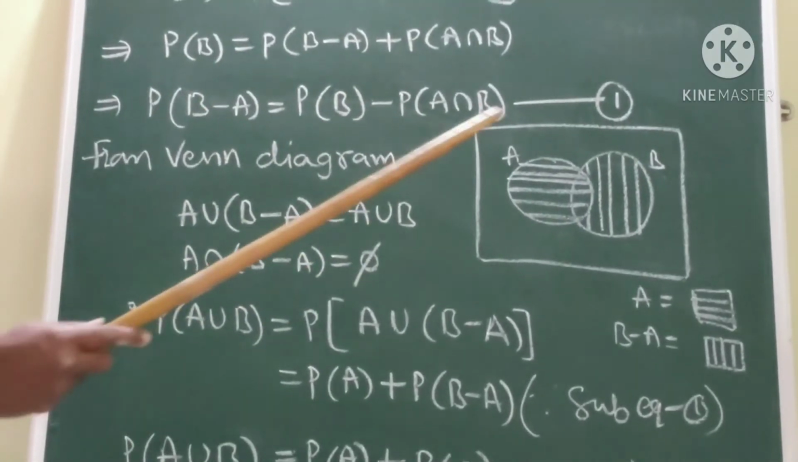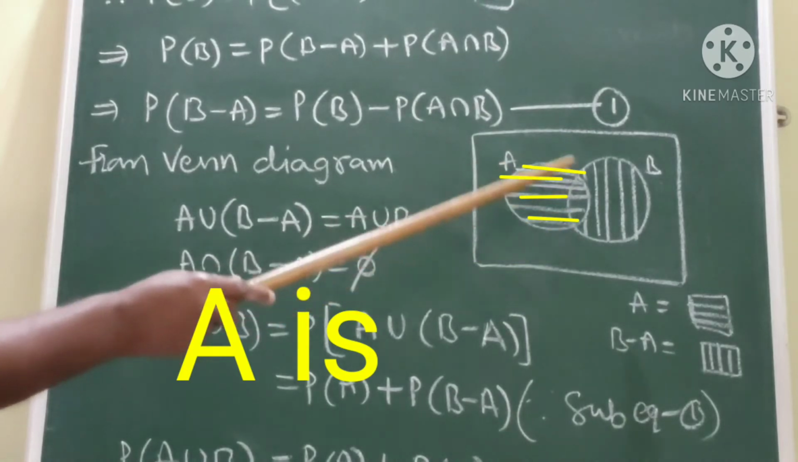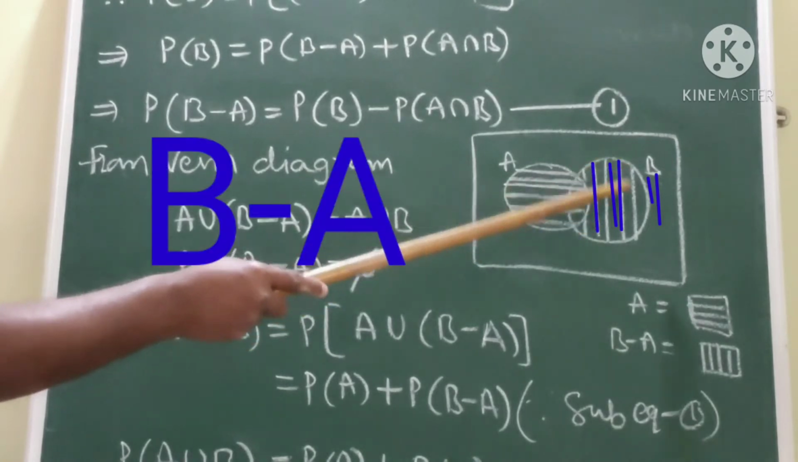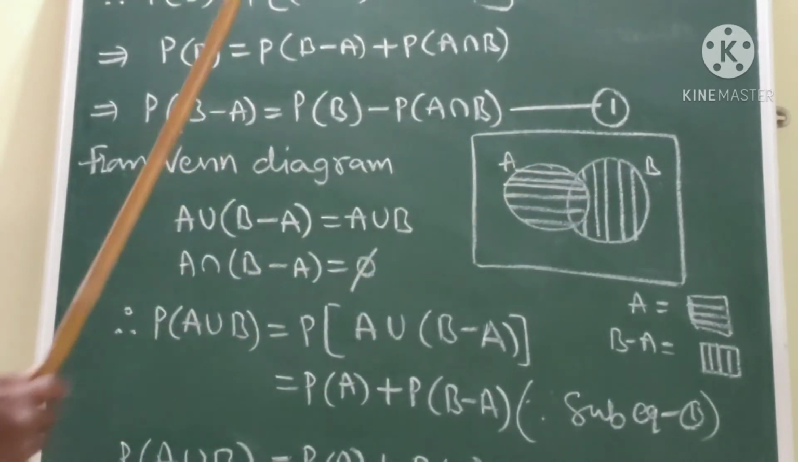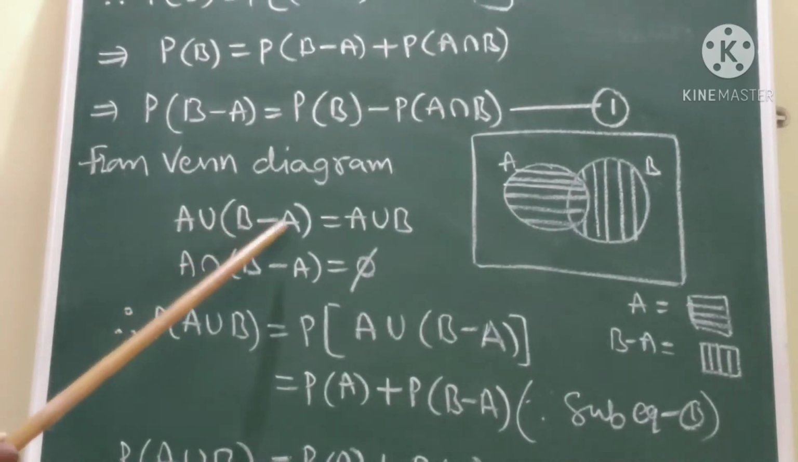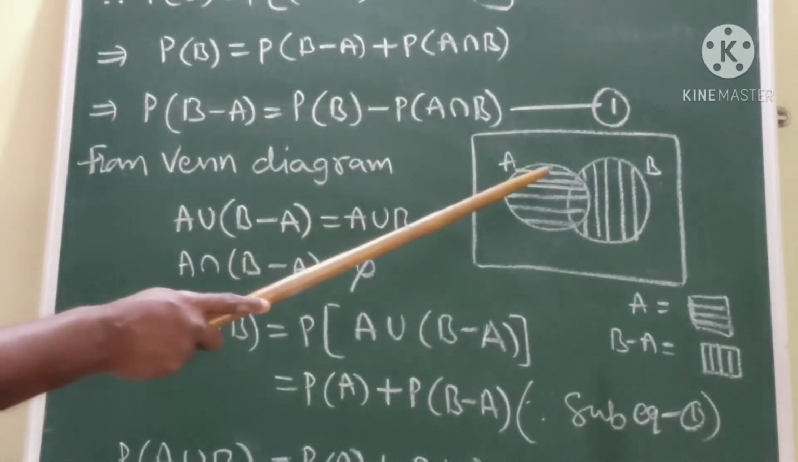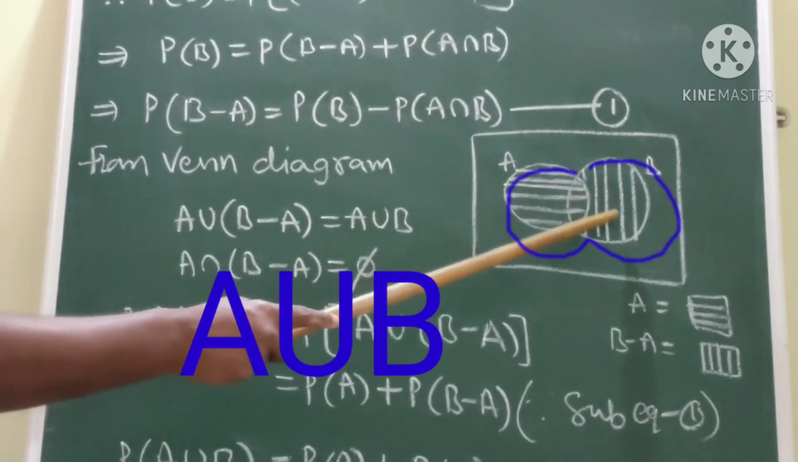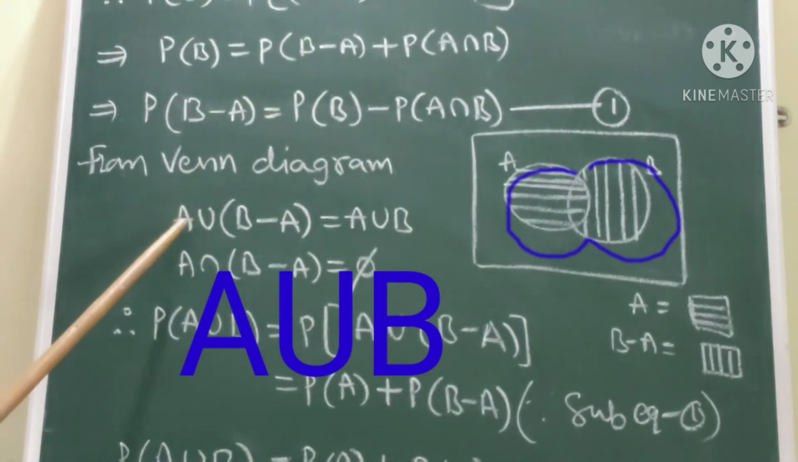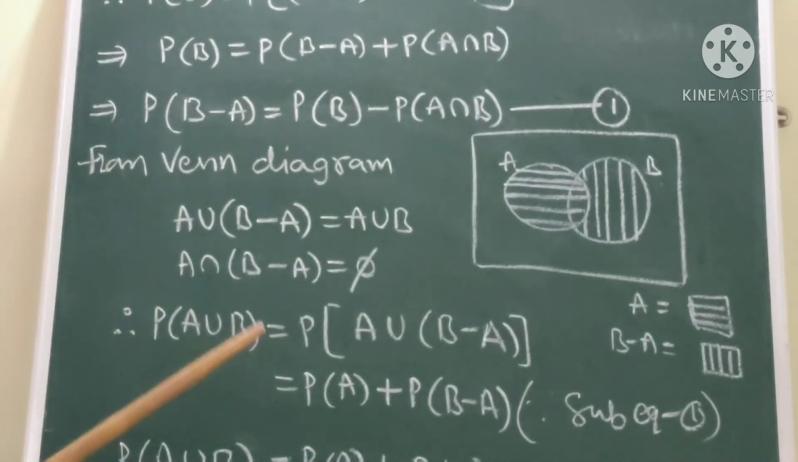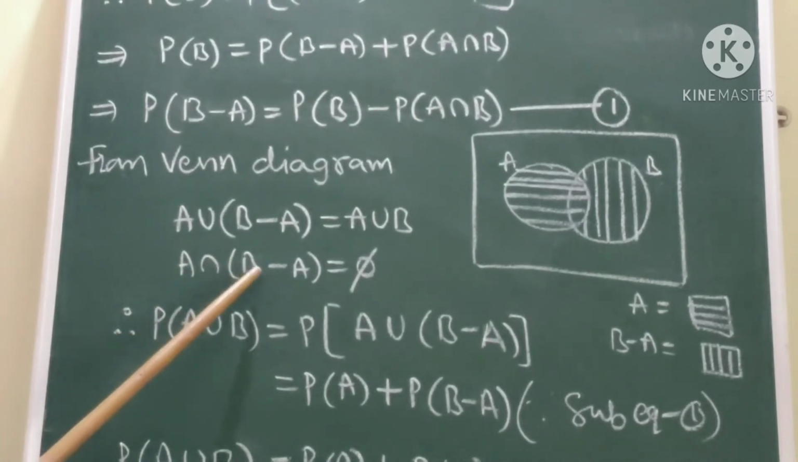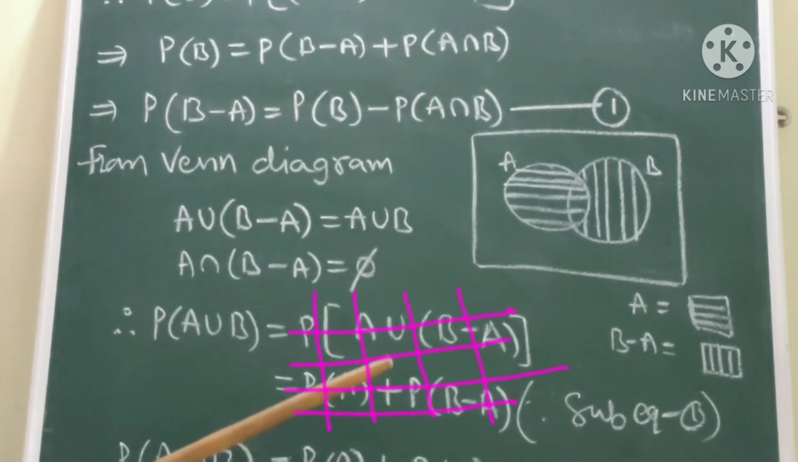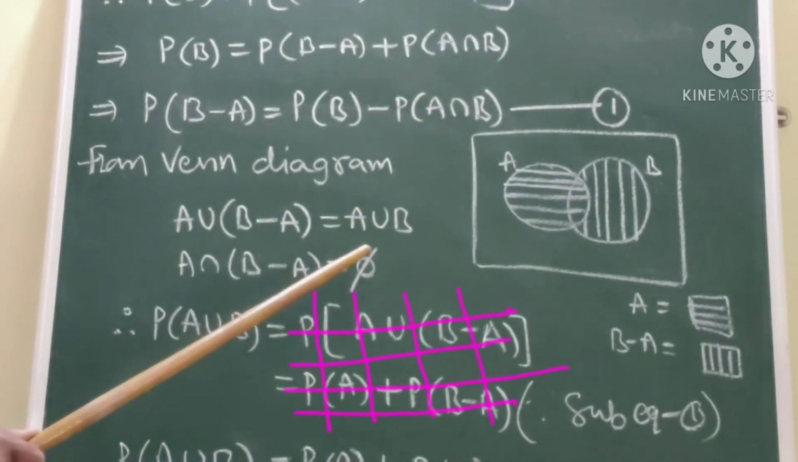In the Venn diagram, here set A is the horizontal lines part and the vertical lines part is B minus A. That means A union B minus A. Here what is A union B minus A? That is the total part of horizontal lines and vertical lines, we get A union B. So A union B minus A is equal to A union B. And A intersection B minus A. What is the intersection part of horizontal lines and vertical lines? There is no intersection part. So we can say that it is the null set.